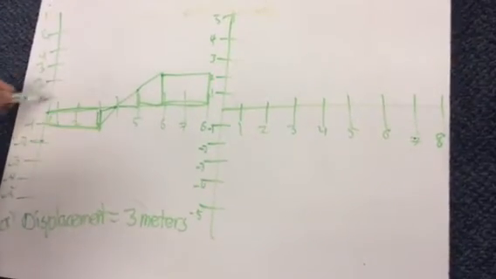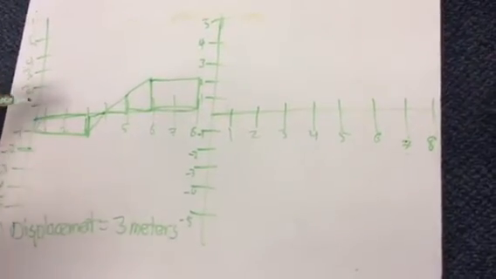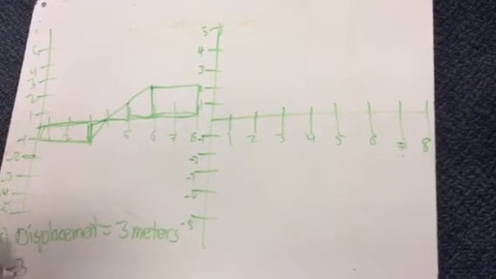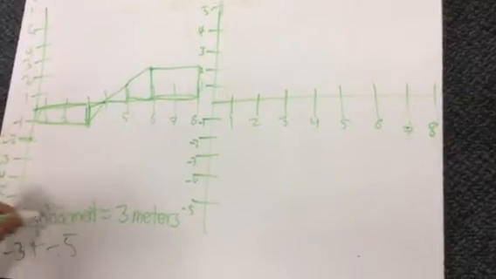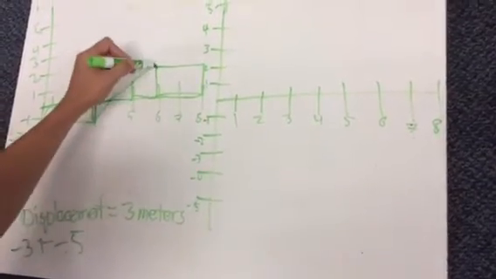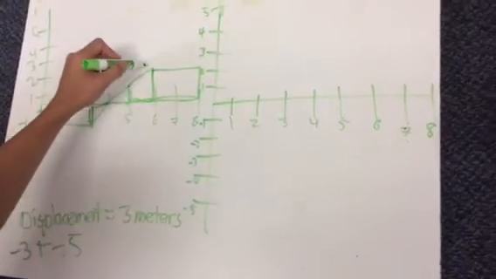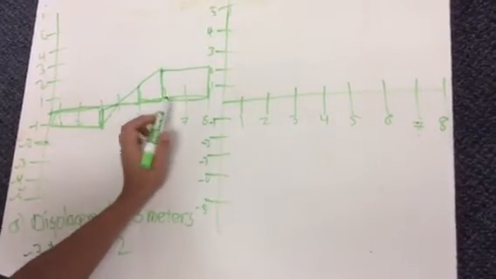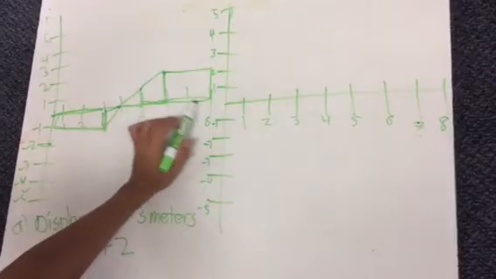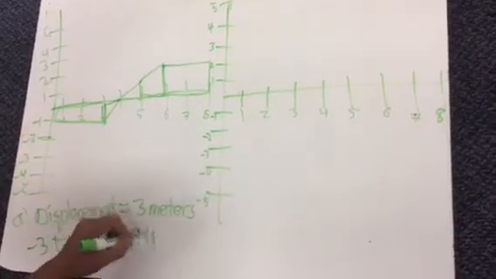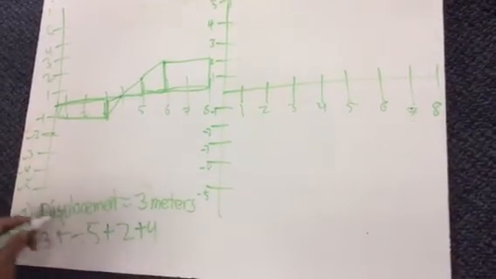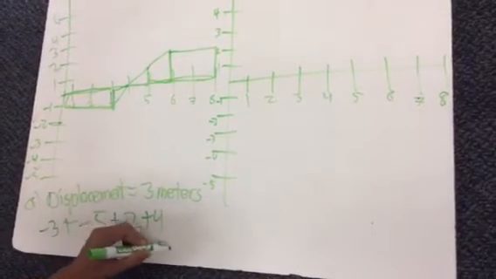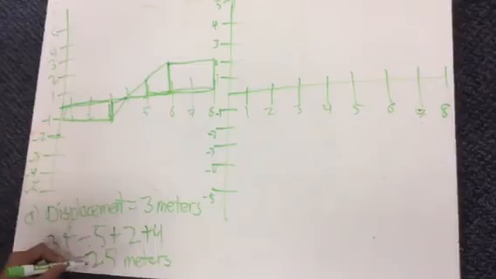The area for this segment is 1 times 1 times 1/2 to find the area of a triangle, so that's -0.5. The area for this triangle right here is 2 times 2 times 1/2, so that's +2. And the area for this square right here is 2 times 2, so that's +4. When you add those all together, you get 2.5 meters as your total displacement.